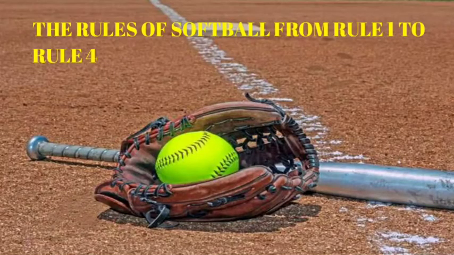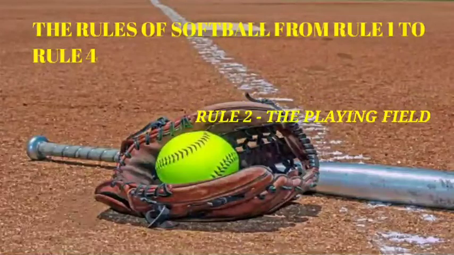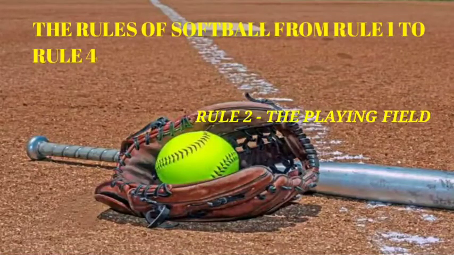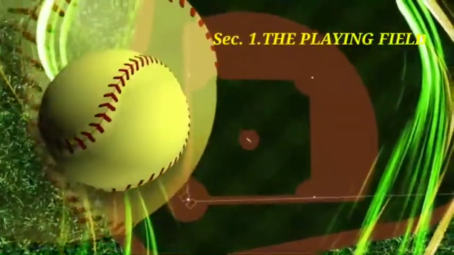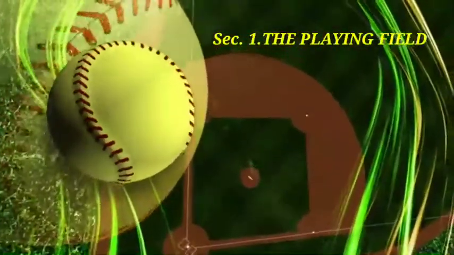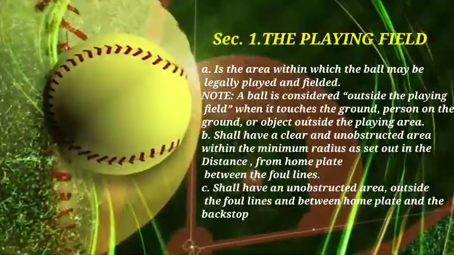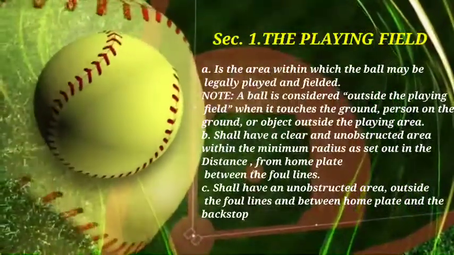The rules of the softball from Rule 1 to Rule 4. Rule 2 The playing field, and it consists of 4 sections. Section 1 The playing field. A. It is the area within which the ball may be legally played and fielded.